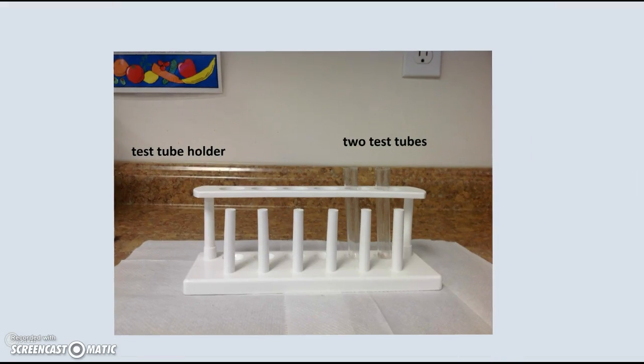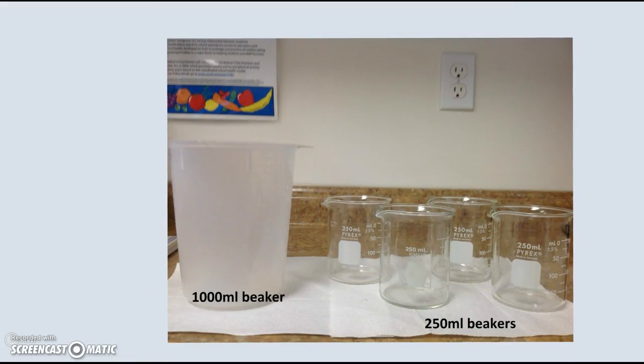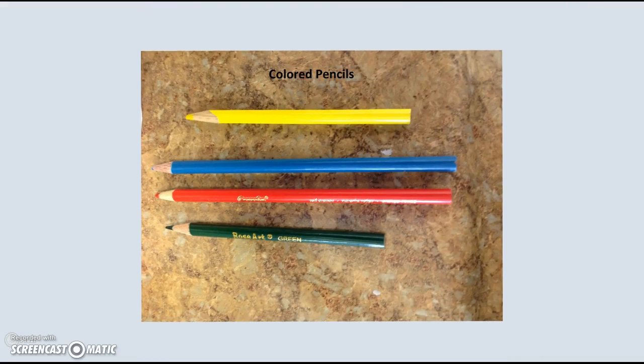You'll need 2 test tubes and a test tube holder, 1 1,000 milliliter beaker, and 4 250 milliliter beakers. You'll need 4 colored pencils. Notice the pencils are the same colors as the food coloring. You'll need these pencils to record your data.